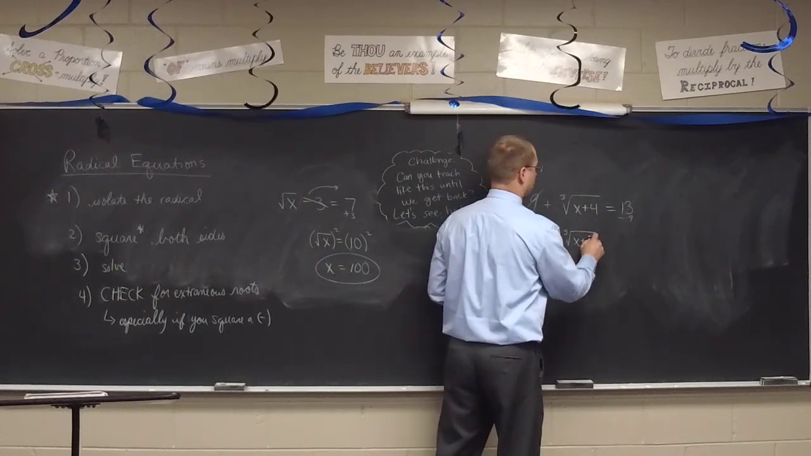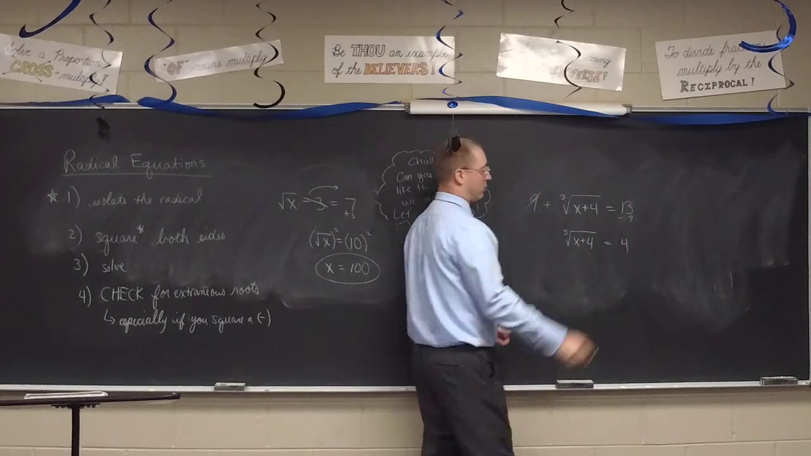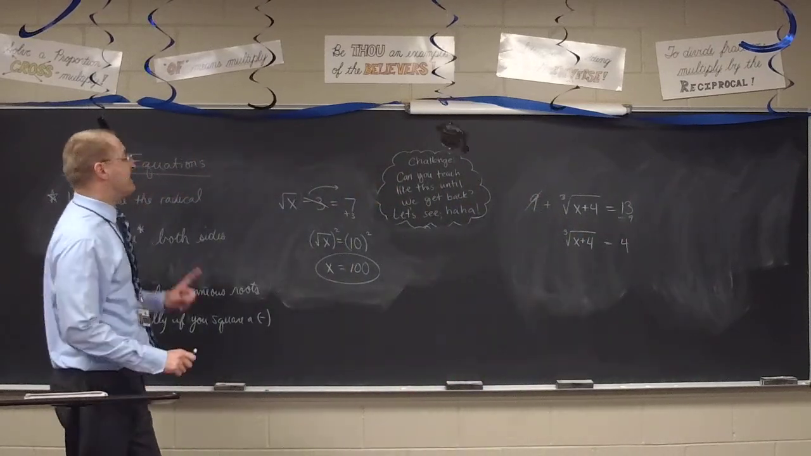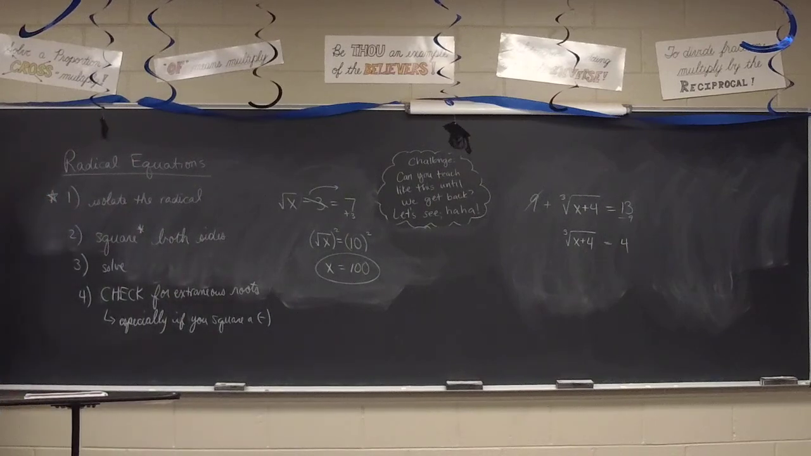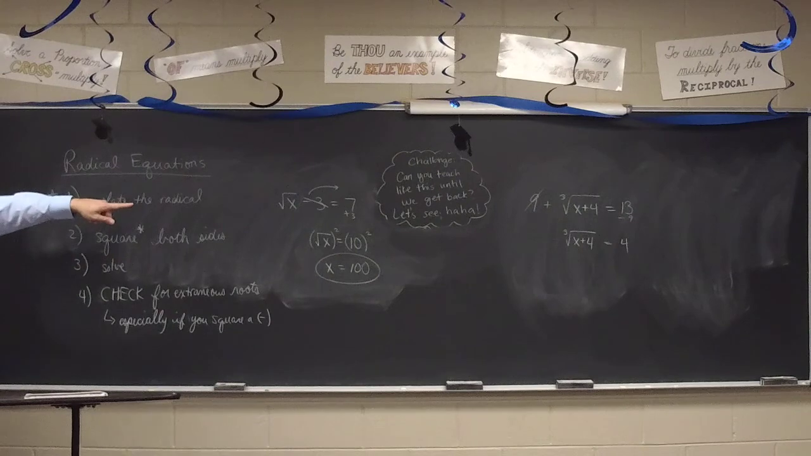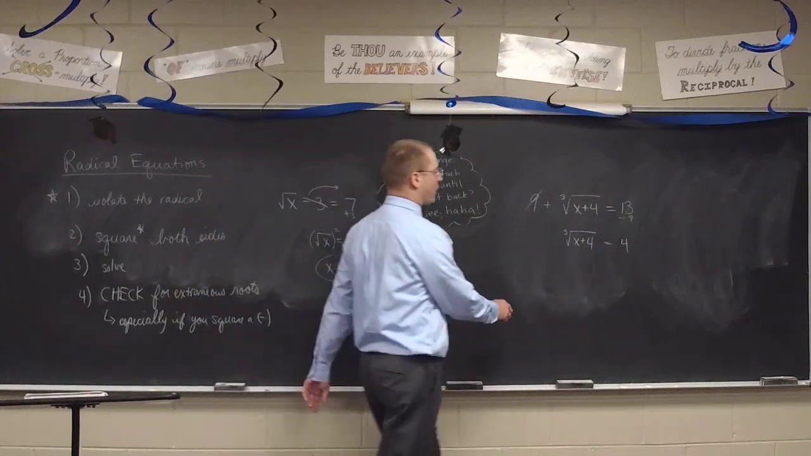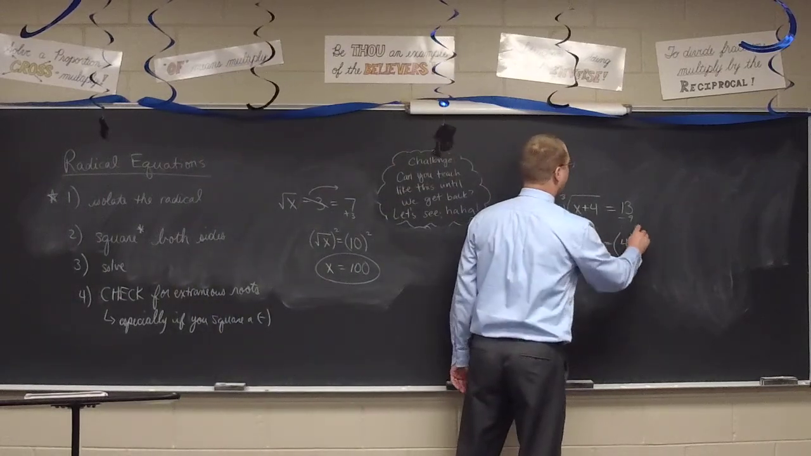Cube root of x plus 4 equals 4. Or we move it over to get 4 on the other side. Now that the radical's isolated, class, normally we will square both sides. But would that do anything here? No. Squaring a cube root does nothing. So we're not going to square both sides, class. We're going to cube both sides.